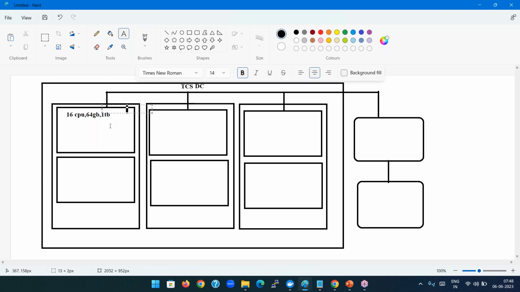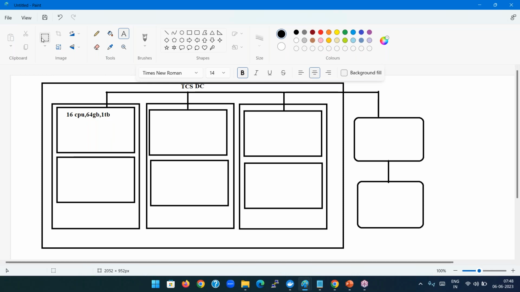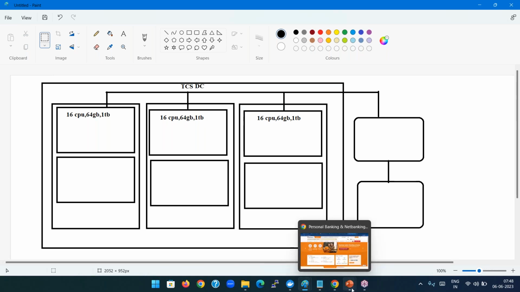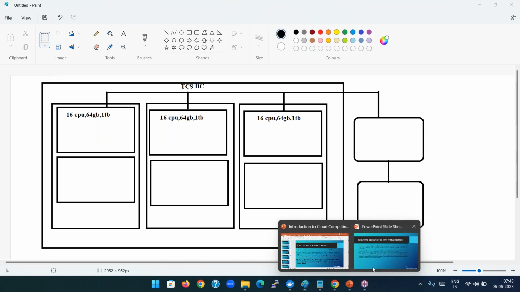Now, the other server also has the same specification: 16 core CPU, 64 GB of RAM, and 1 terabyte of storage. And this third server also has the same equipment. When they all have the same equipment, what is the problem that we are facing here?